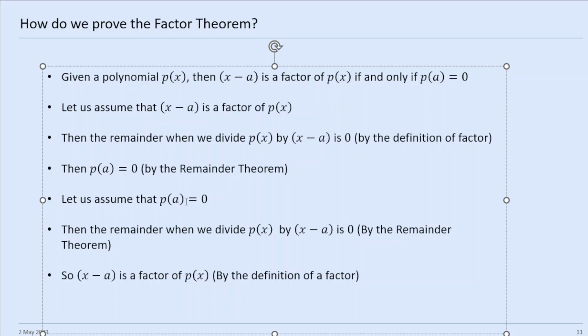Let's assume that p of a equals 0. Then that tells us that the remainder when we divide by x minus a is 0 by the remainder theorem. So x minus a is then a factor of p of x by the definition of a factor. So basically what we've done is we've used the remainder theorem and the definition of a factor to prove the factor theorem, which kind of shows that the factor theorem is a special case of the remainder theorem.